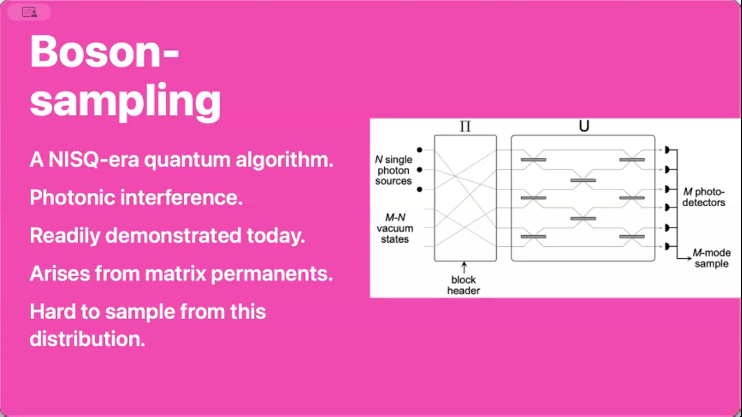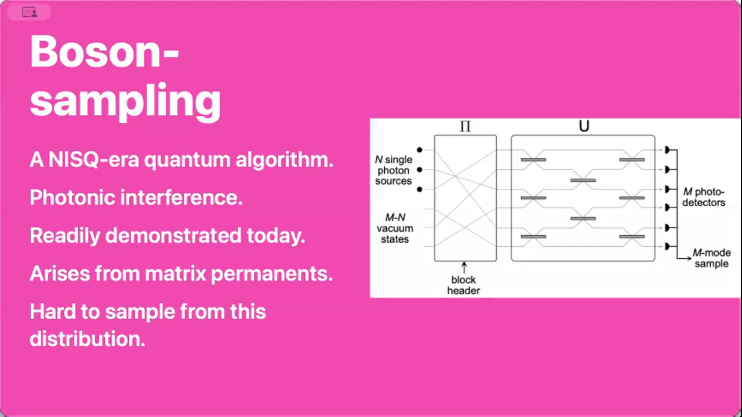And all that boson sampling is, is an interferometer, which is you have some input ports, you have some output ports, and then you have some beam splitters in there, and they cause all sorts of interference between the electromagnetic waves passing through it.